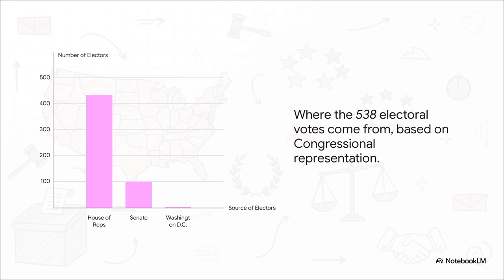Every state gets a number of electors equal to its members in the House of Representatives plus its 2 senators. So you've got 435 from the House, 100 from the Senate, and then the last 3 are for Washington, D.C., thanks to the 23rd Amendment.